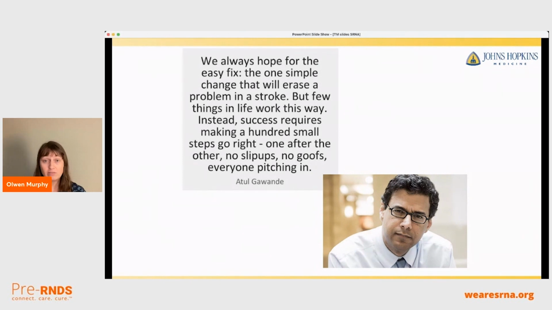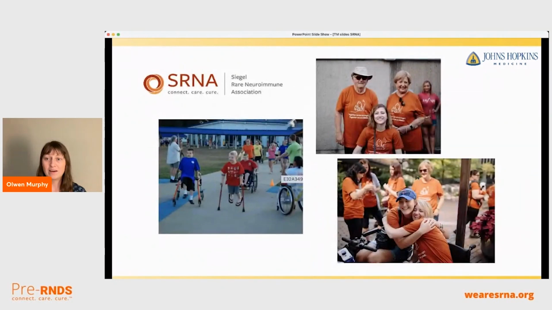But few things in life actually work this way. Instead, success requires making 100 small steps go right, one after the other, no slip-ups, no goofs, everyone pitching in. So I think this is a good summary of how we need to approach this field of medicine. We need to keep working, and we need to keep collaborating with our colleagues and with the community to move things forward. And of course, the SRNA has been essential in linking the community and the medical community in this area together.